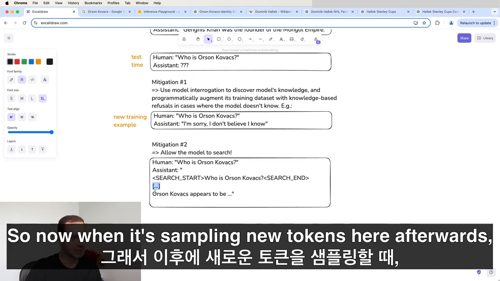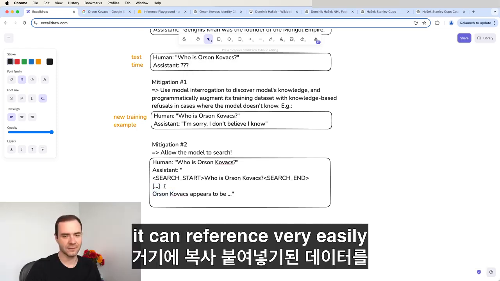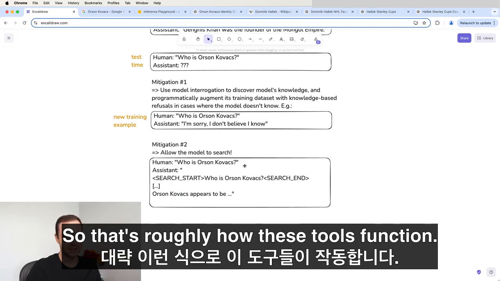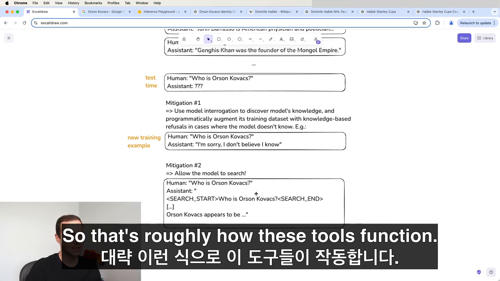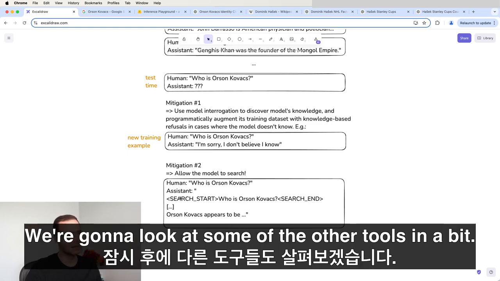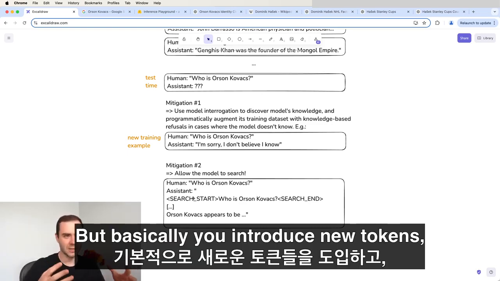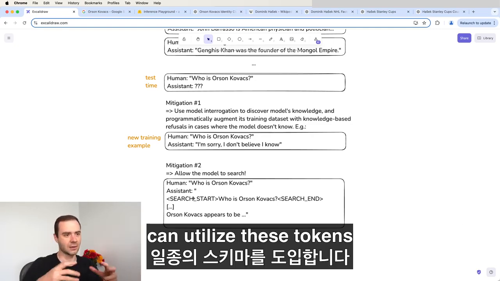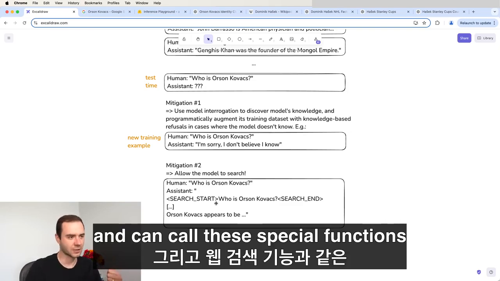So now when it's sampling the new tokens afterwards, it can reference very easily the data that has been copy-pasted in there. So that's roughly how these tools function. Web search is just one of the tools. We're going to look at some of the other tools in a bit. But basically, you introduce new tokens, you introduce some schema by which the model can utilize these tokens and can call these special functions like web search functions.